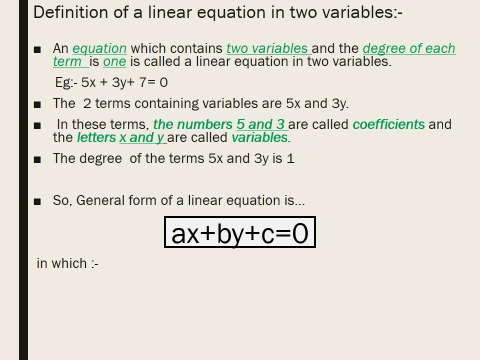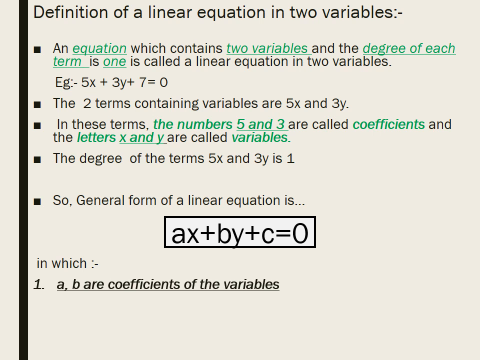The general form of a linear equation is ax plus by plus c is equal to 0, where a and b are the coefficients of the variables. If you compare this equation with the above given example, we see a is 5, b is 3 and c is 7.